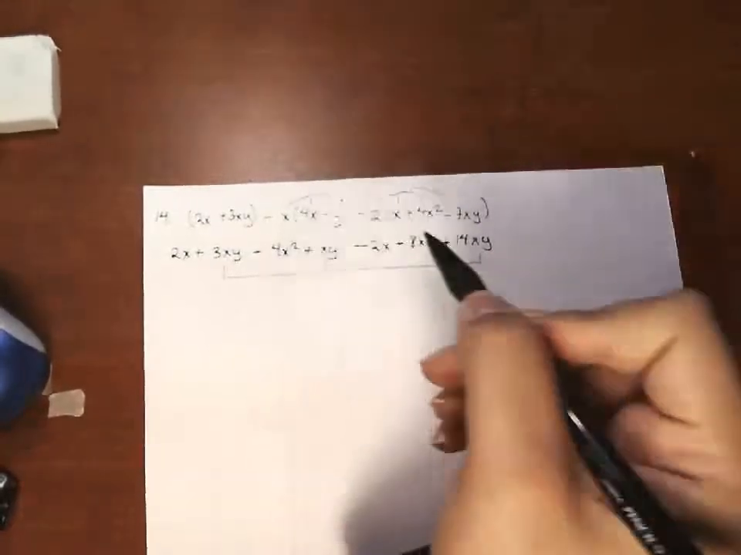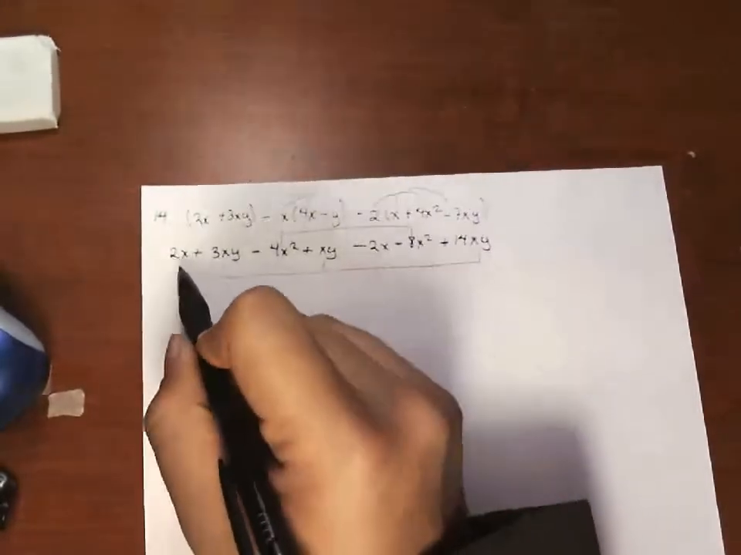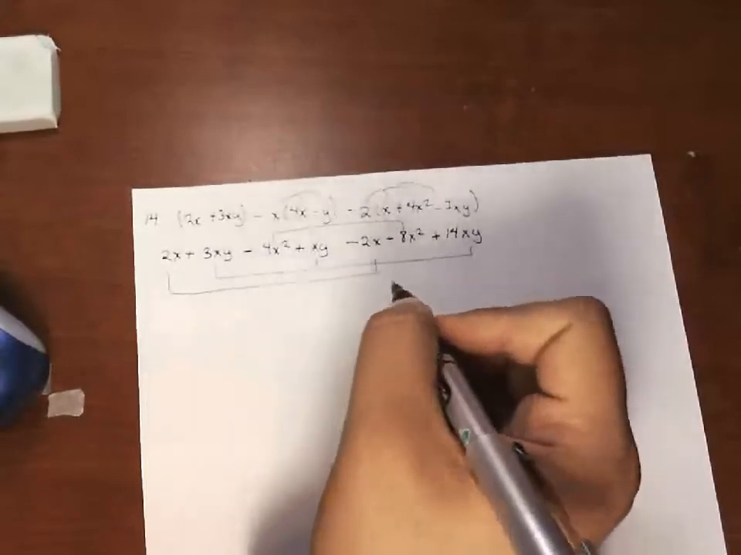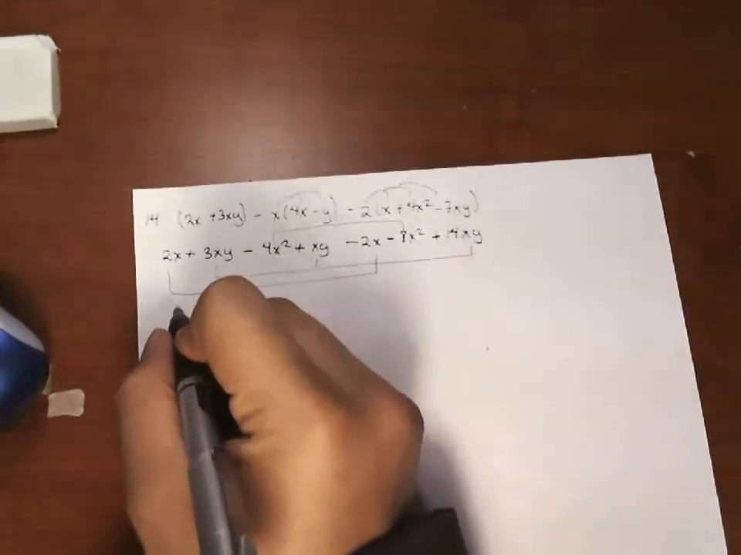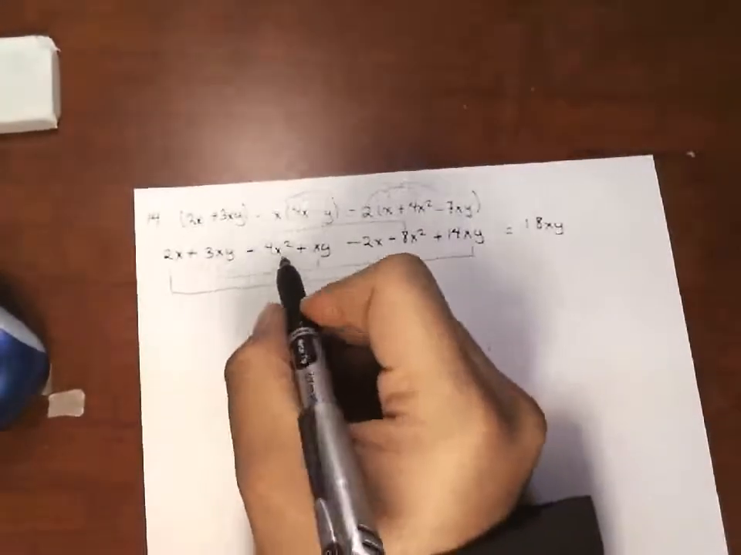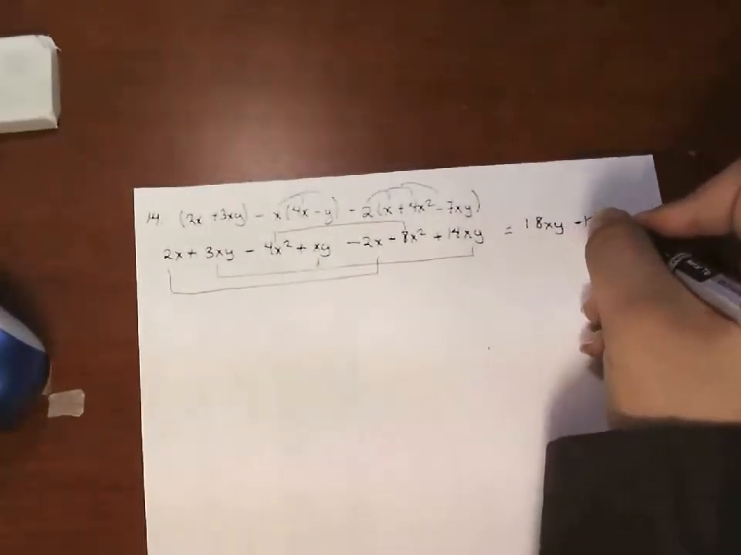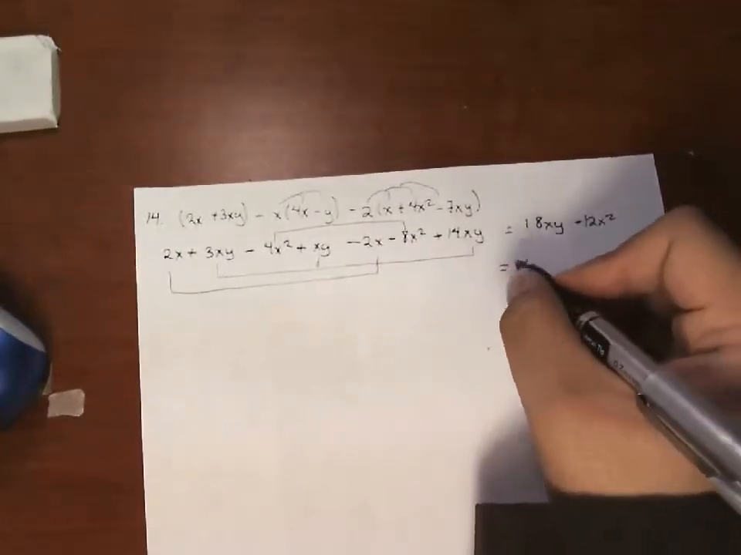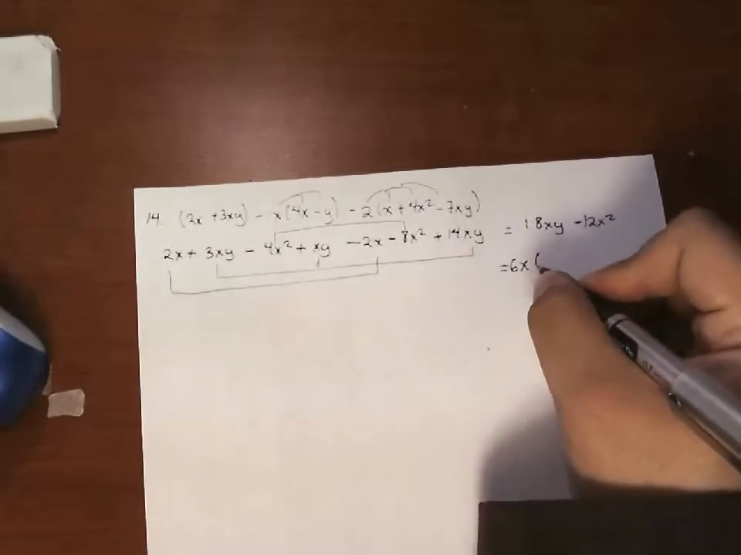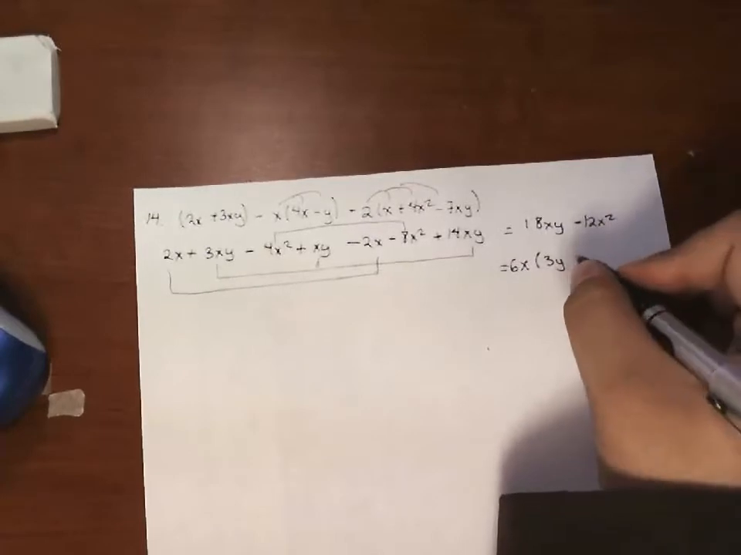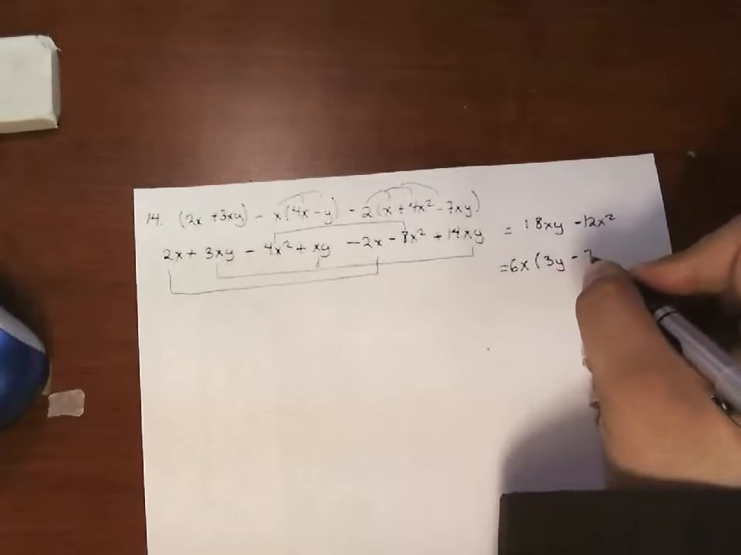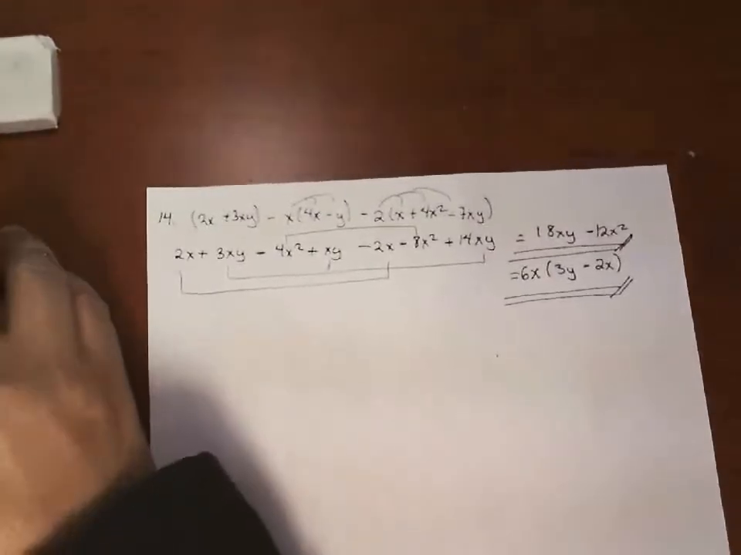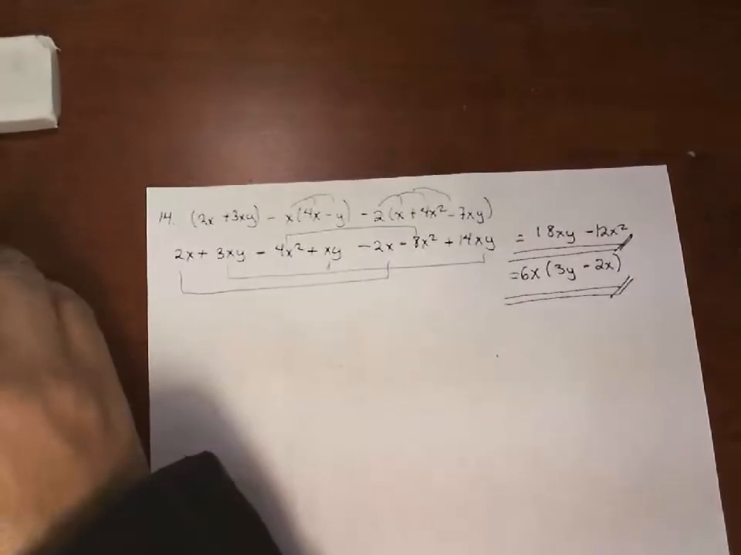Once again, similar terms: xy with xy, x squared with x squared, and x with x. So we end up with 2x minus 2x, 0x, so I'm not going to write that down. 3 plus 1, 4 plus 14, 18xy, and minus 4 minus 8, minus 12x squared. Okay, and if we were to be very picky, we could actually factor this out. So the common factor of these two is 6, okay, 6x, and 3y times 6x equals 18xy, and minus 2x times 6x equals minus 12x squared. So either of these two, for the time being, is correct, unless in an exam we are asked for the factored results, okay?